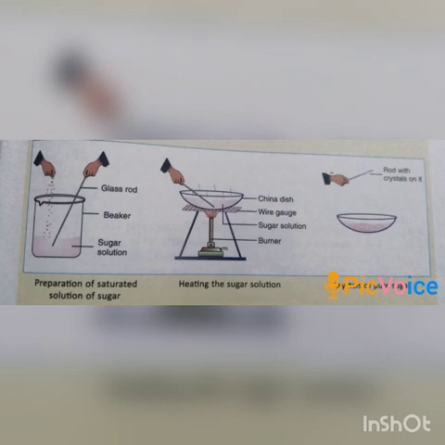Crystallization is often used for purification of salt we get from sea. We can also use this process to separate out crystals of alum, fitkiri, and blue vitriol, which is known as Nila Thotha, from their impure samples.